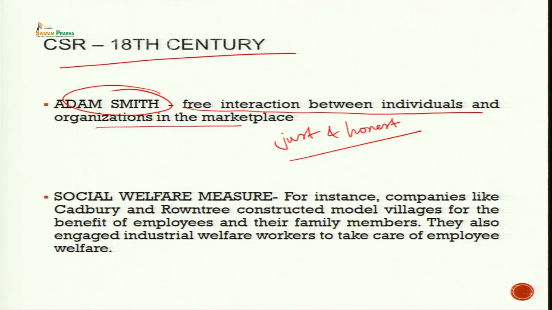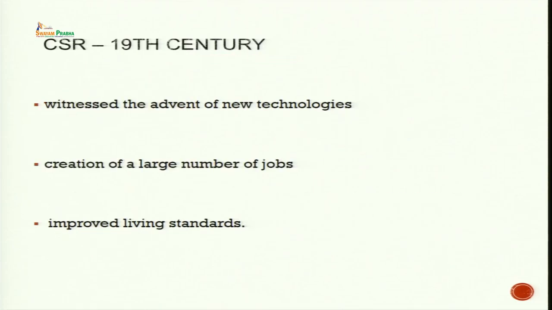This period also saw some employers executing some social welfare measures out of their own interest and humanitarian concerns. One example of such a measure is that companies like Cadbury and Rowntree constructed model villages for the benefit of employees and their family members. They also engaged industrial welfare workers to take care of the employee welfare. So, you can see from the 18th century only, the welfare measures had started off in companies which are even renowned today. Moving on further to the next century, that is the 19th century.